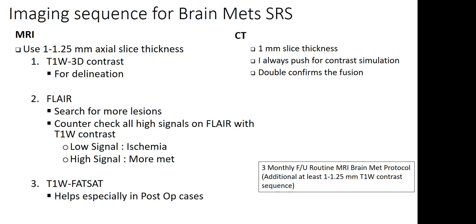So for contouring, T1 contrast and FLAIR, just to look for new lesions and compare with the T1. That's it. Please explain FLAIR in simple words for all of us. Okay. So FLAIR means, how to explain FLAIR.